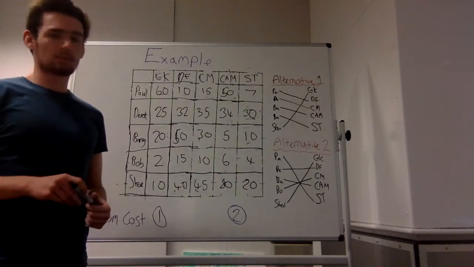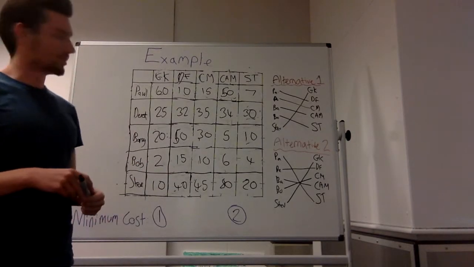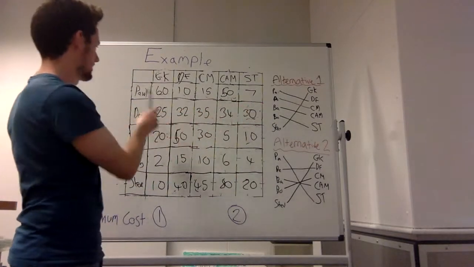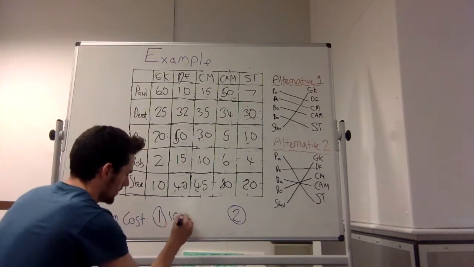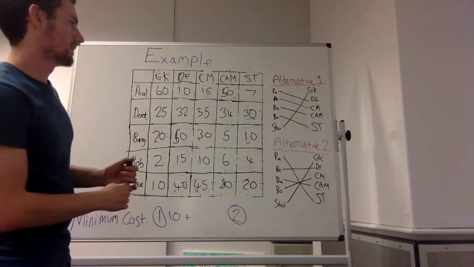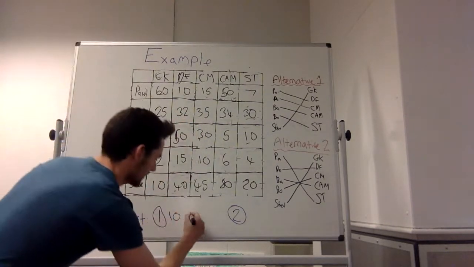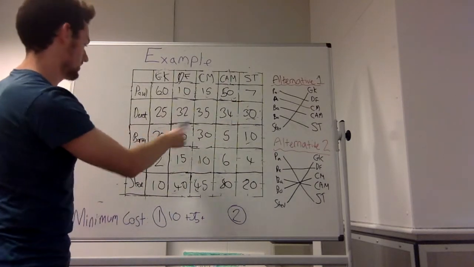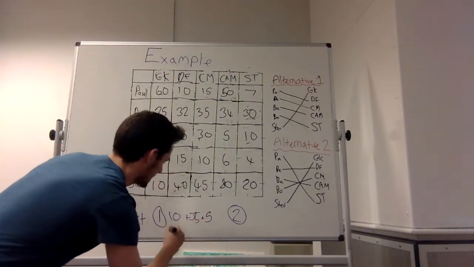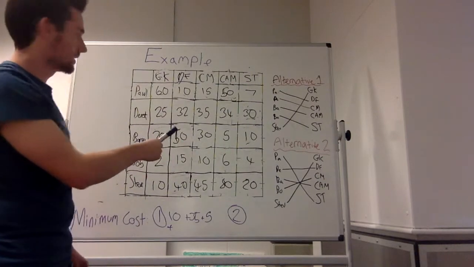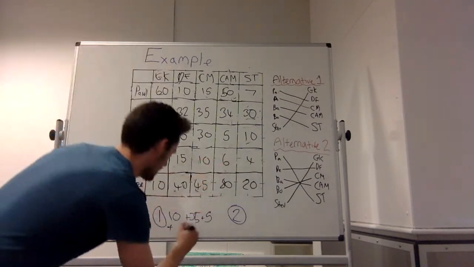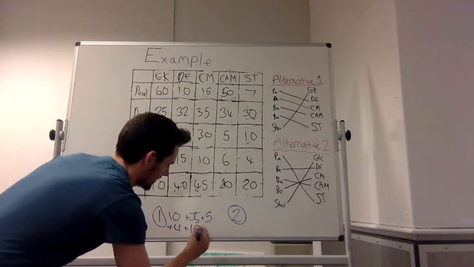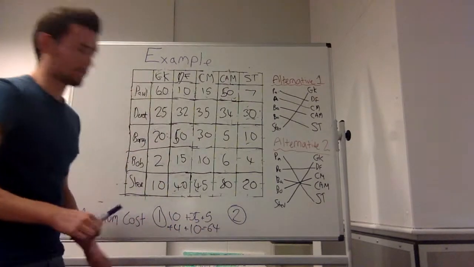Now using the matching that we've just come up with, we fill in the matrix with the original values so we can find the minimum cost. So for alternative 1, Paul being defender, you've got 10. Derek being a centre mid, CM, 35. Barry being a cam, Barry cam 5. Bob being a striker, 4. And Steve, who's left as a goalkeeper, with 10. This gives a value of 64. So that'll be our minimum cost.